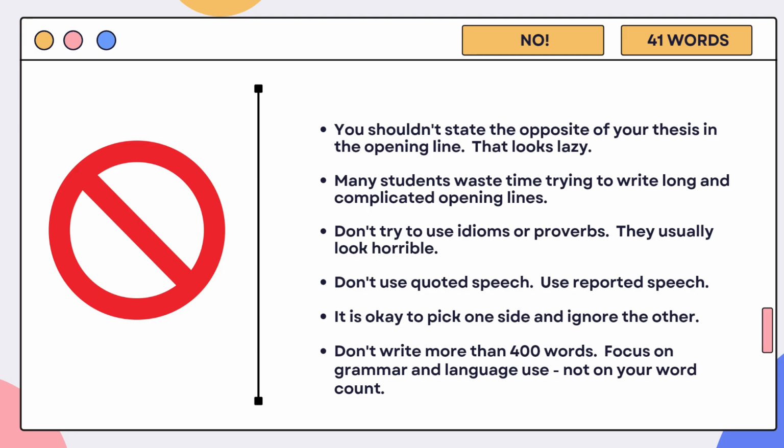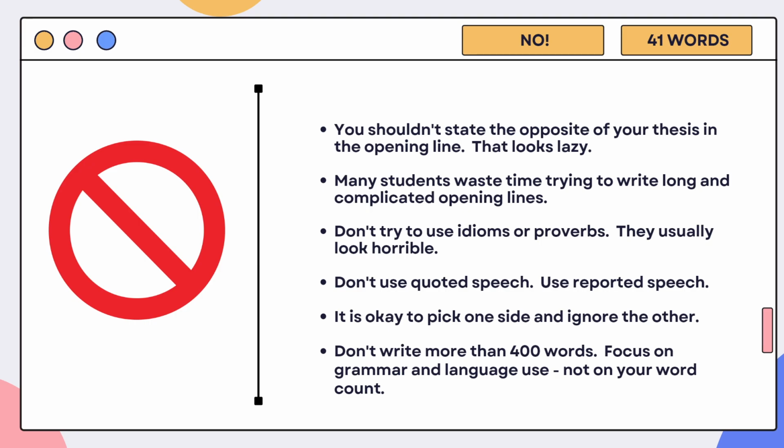I check 10 or 15 essays every day, and most of the time, the worst sentence is the opening line because the student has tried to do too much. They've really overthought it, and they end up hurting their score with the opening line. That's not what they want.